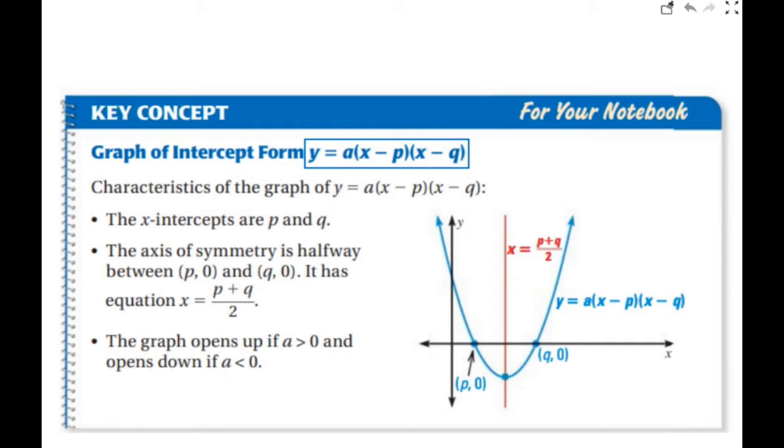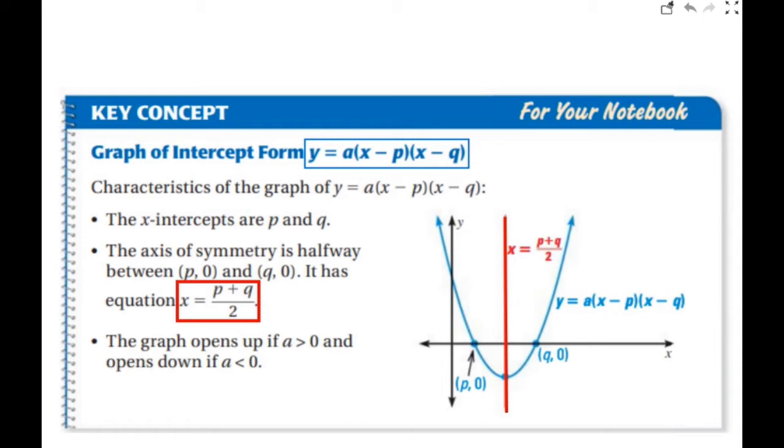Now, how do we get the axis of symmetry? The axis of symmetry is the line that intersects the graph and divides it into two equal halves. Because it's a straight vertical line, it's given by x equals something. The formula for that is x equals (p plus q) over 2. Using this formula, we can figure out the axis of symmetry of a quadratic function in the intercept form.